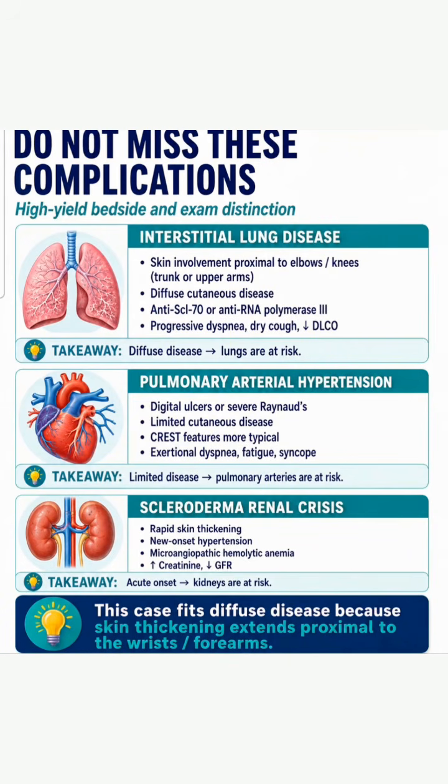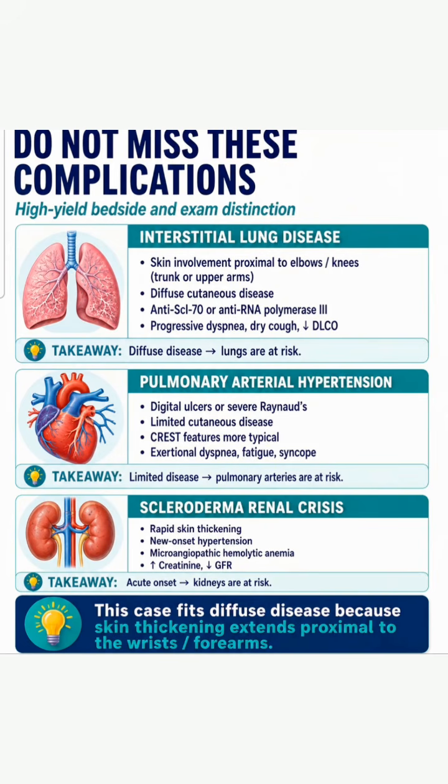Now the most important teaching point. Do not stop at the diagnosis. Actively screen for the big 3 complications. First, interstitial lung disease. Think dyspnea, dry cough, reduced exercise tolerance, or low DLCO. That is why PFTs and HRCT chest matter.